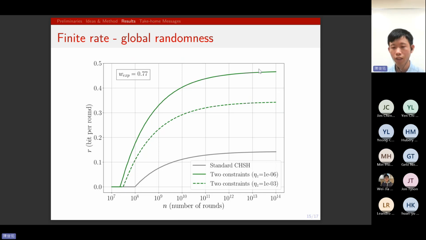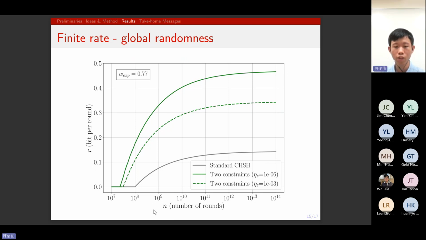Here I use the same colors: the standard CHSH is in gray, and the one with two constraints is in green. I also plot another dashed line, which is also a two-constraint case. However, the difference is that the solid line represents the constraint with a smaller tolerance, 10 to the power minus 6, and the dashed line represents the constraint with a larger tolerance, 10 to the minus 3.